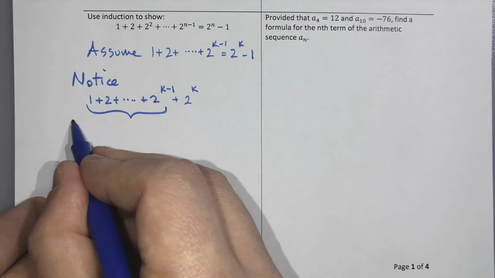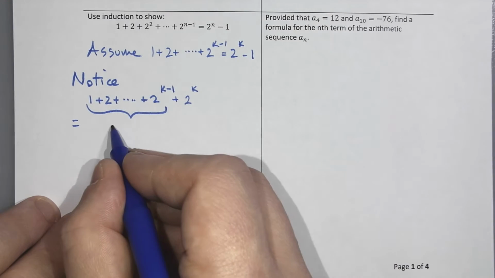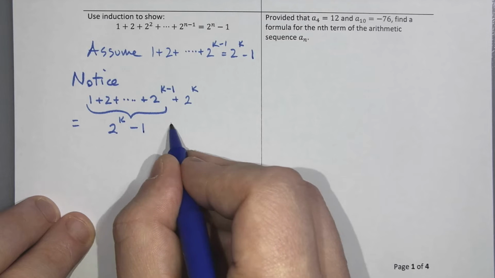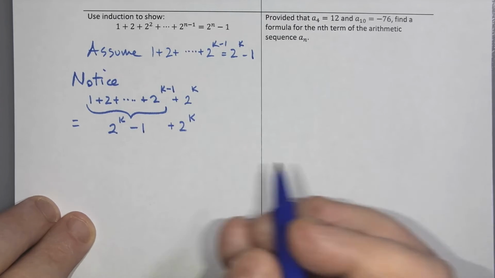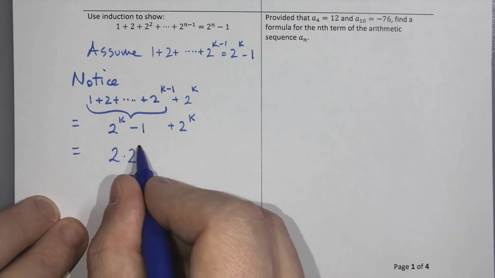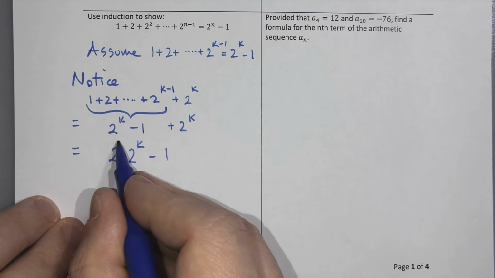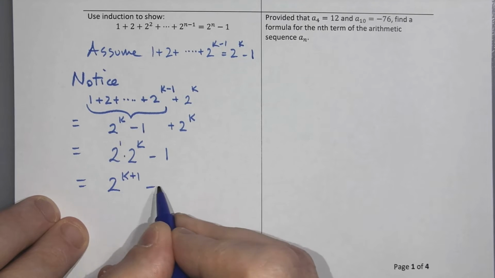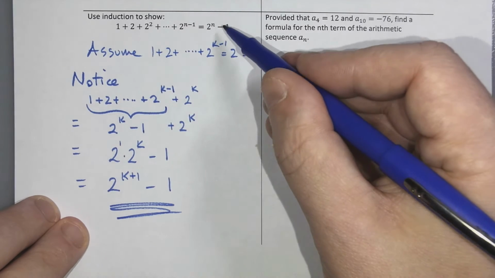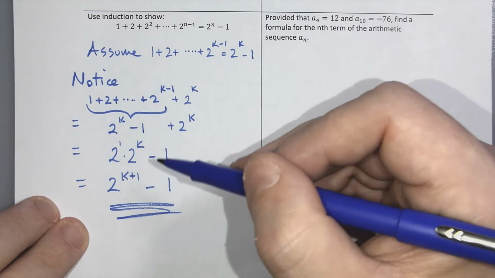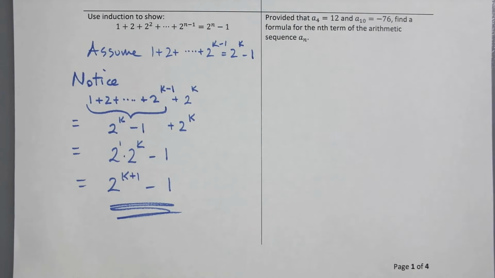This quantity, by the inductive hypothesis, is the same as 2 to the k minus 1, and then we have this extra 2 to the k. So if we have a 2 to the k plus a 2 to the k, that's 2 copies of 2 to the k. But by exponent rules, that becomes 2 to the k plus 1 minus 1. And notice that is precisely this statement with k plus 1 replaced for n. So that would be the final part to the inductive step.